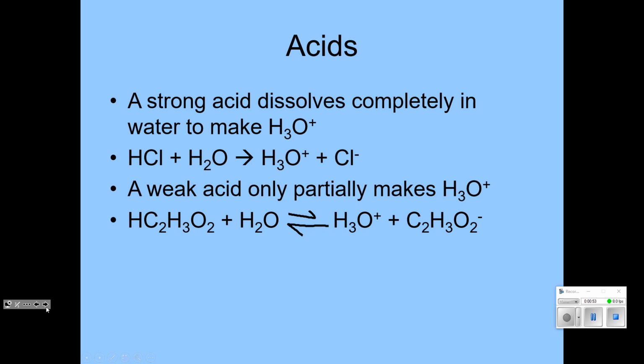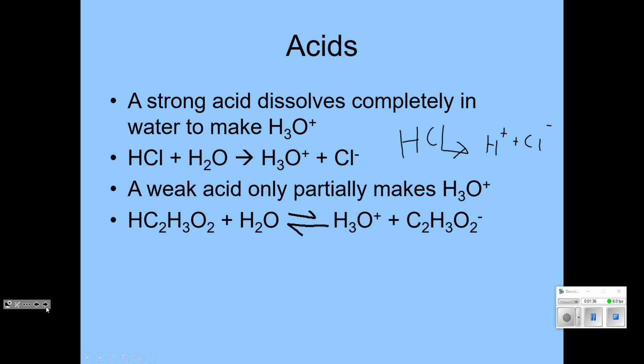Notice in this equation of my second bullet point, it is an arrow only going towards the products, meaning that this will completely dissociate. The H plus and the Cl minus will separate from one another. Because again, this equation could just as easily be written as HCl makes H plus and Cl minus. Again, you can omit the water if you wanted to.